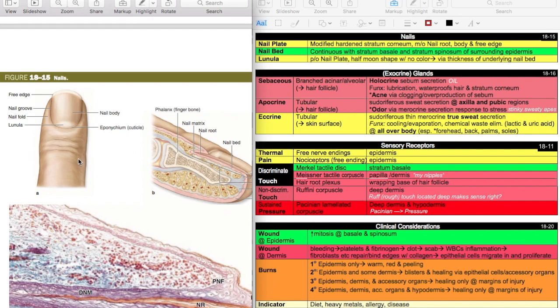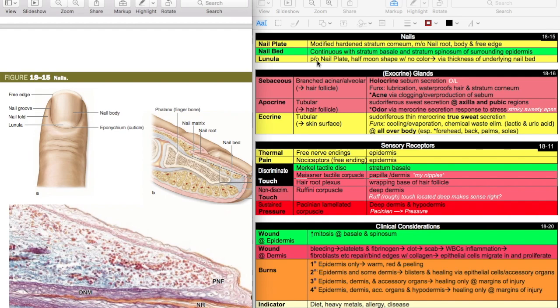The nail bed. On this diagram it's this little pink layer deep down here. The nail bed is going to be continuous with the stratum basale and stratum spinosum of the surrounding epidermis, the surrounding skin. So the nail bed is in the deeper layers, but if you just think the bed's in the basement, the bed's on the ground, the bed's on the bottom, it's in the deeper layer. It's underneath. It's in the stratum basale. The bed's in the basement.